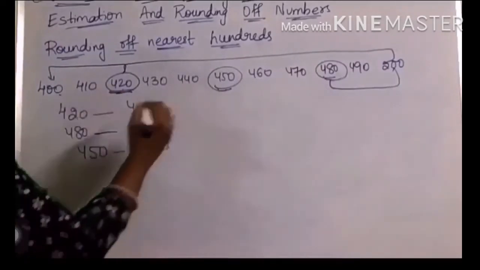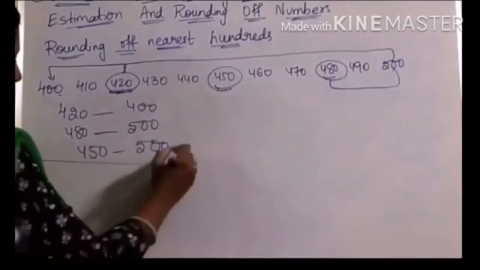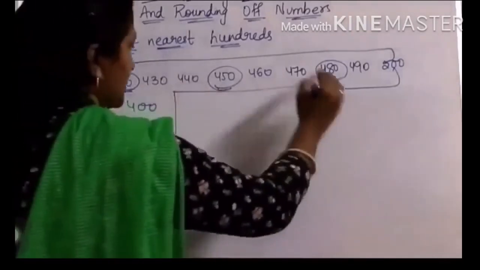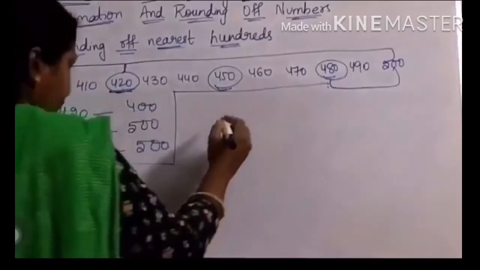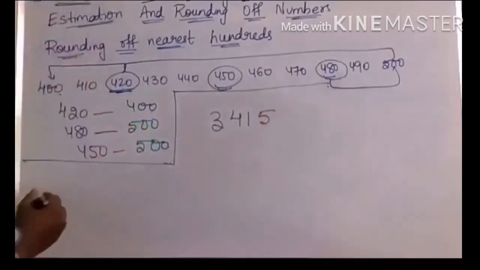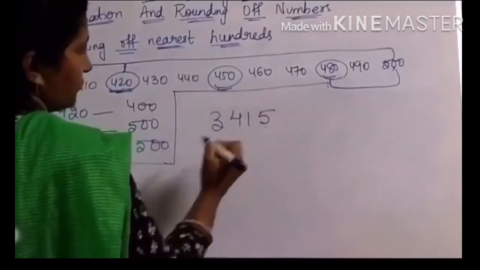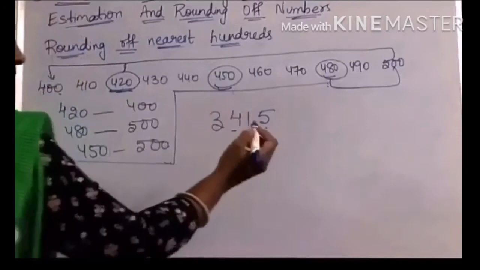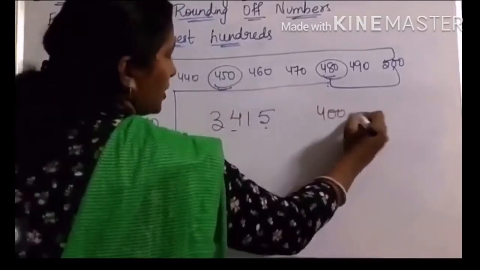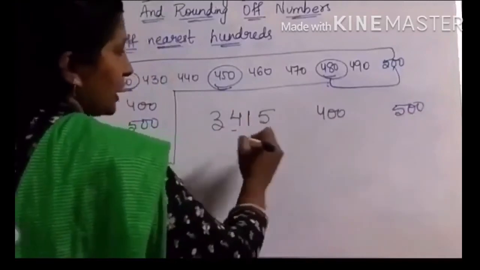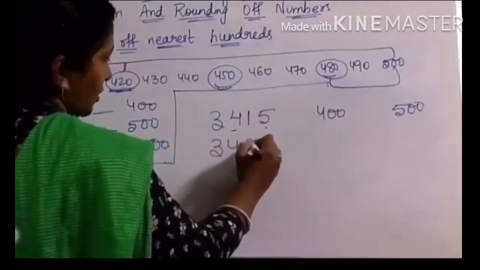One more technique, like I just discussed for nearest to tens. Similarly, in that way you can do nearest to hundreds also. For example, 3415. Nearest to hundreds. Here the last three digits are 415. 415 is near to 400 or 500? You can say that 15 is nearer to 400. So you will get the answer as 3400.